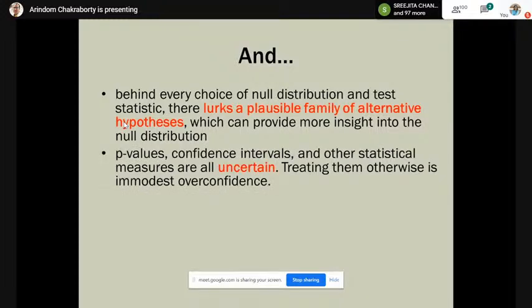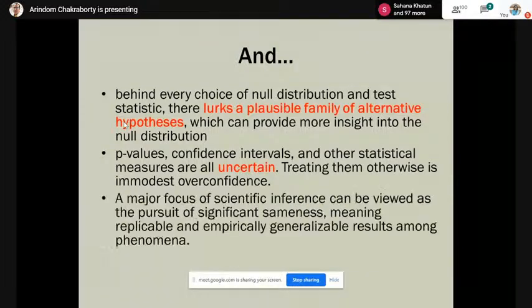P-values, confidence intervals, and other statistical measures are all uncertain. So treating them otherwise is immodest overconfidence that we are suffering from, like a disease. Whenever we are getting something, we are happy with this. Don't consider this as certain. You just consider this as uncertain, and you need to work more.